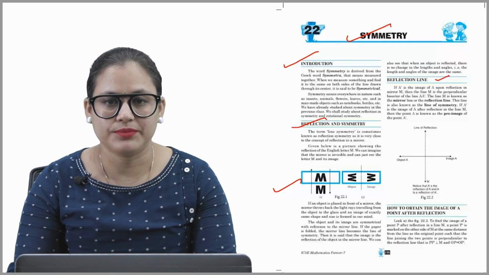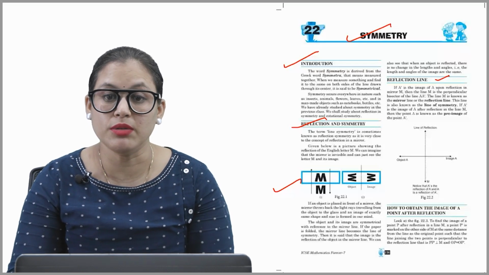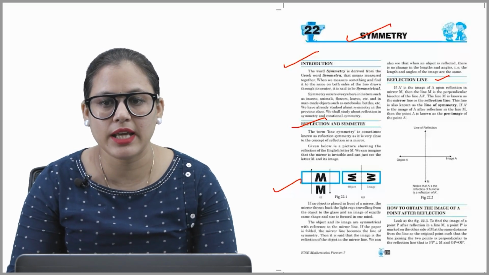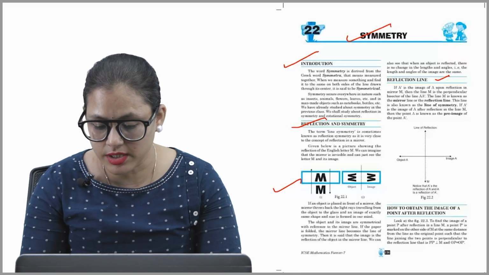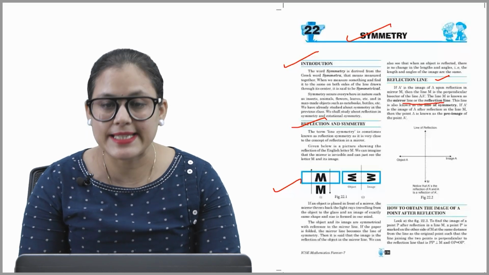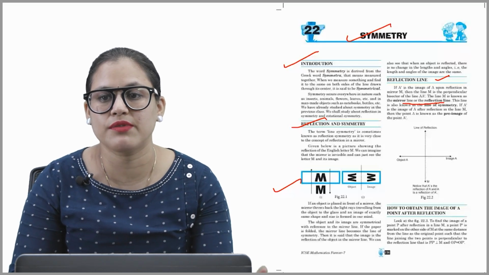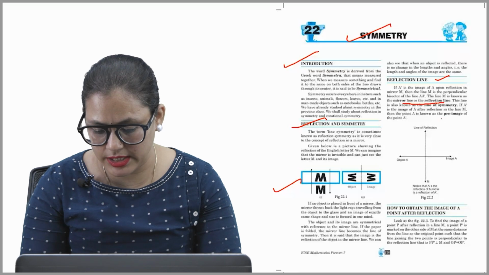Next is reflection line. If A dash is the image of A upon reflection in mirror M, then M is the perpendicular bisector of the line AA dash. Okay, the line M is known as the mirror line or the reflection line. This line is also known as the line of symmetry. If A dash is the image of A after reflection in the line M, then the point A is known as the pre-image of the point A dash.